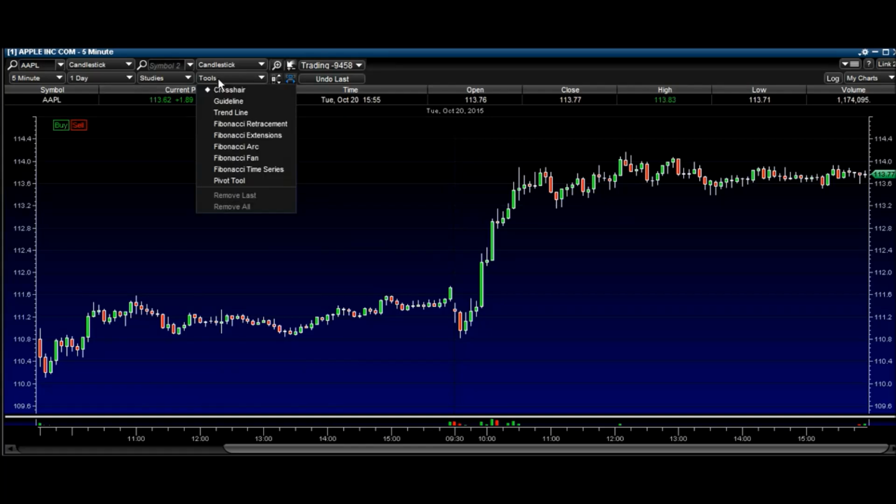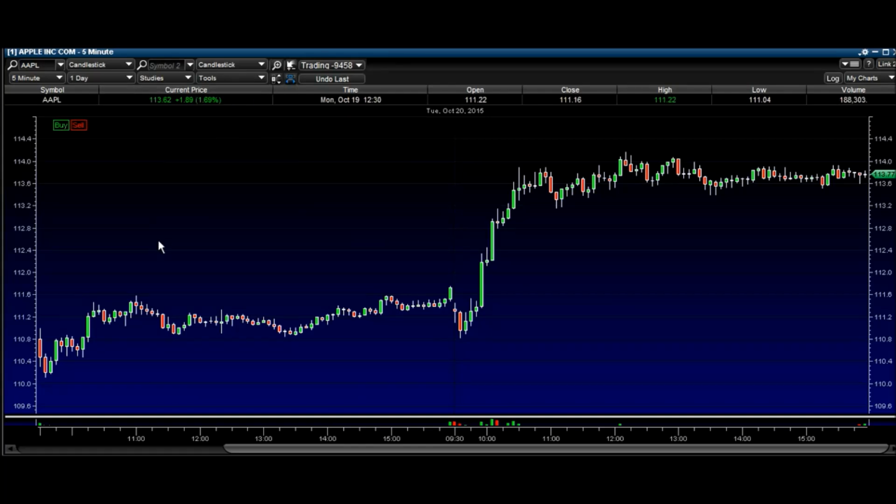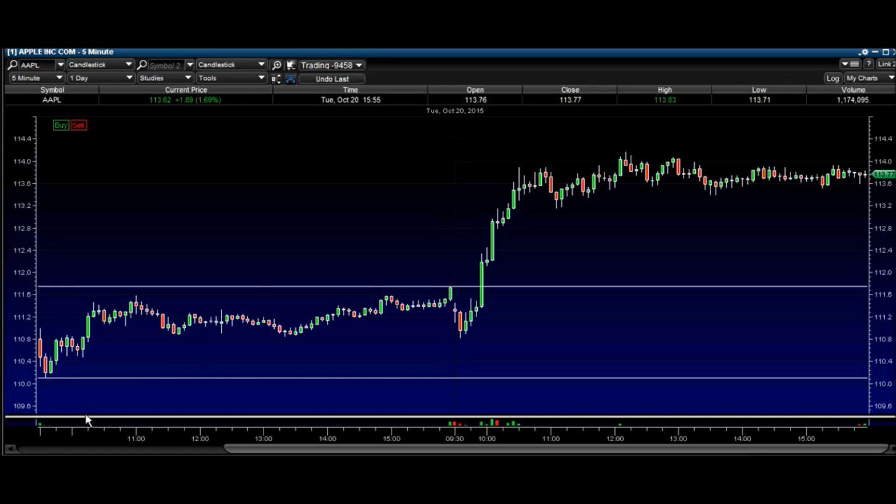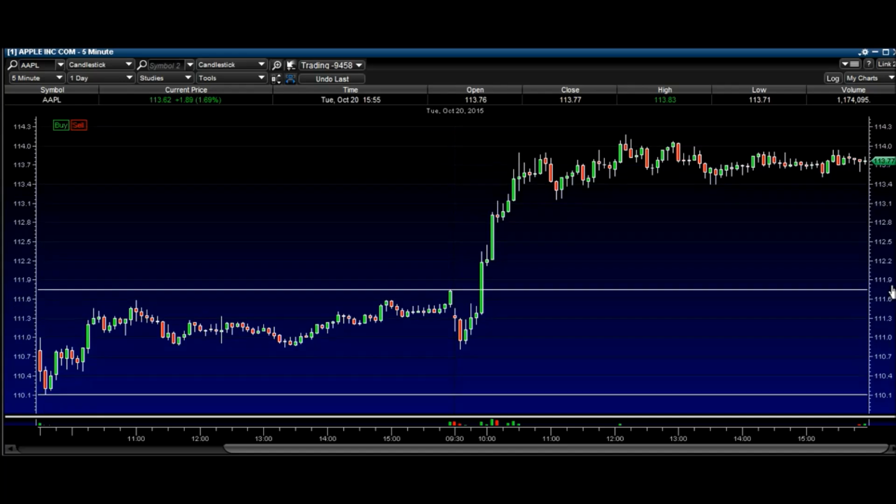And it's very simple. What we would do, we would take our guidelines and we would place one at the high of the previous day's range. It's right about there. See the high set over here. And at the low price of the previous day's range. So you've set your guideline at the high and the low price. So we've now defined the previous day's range.